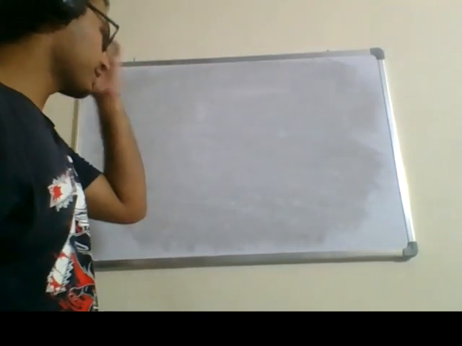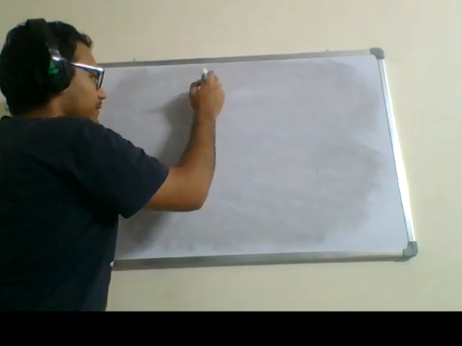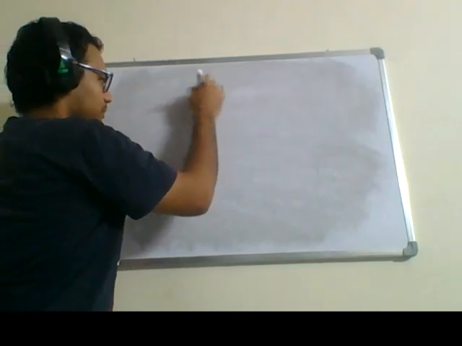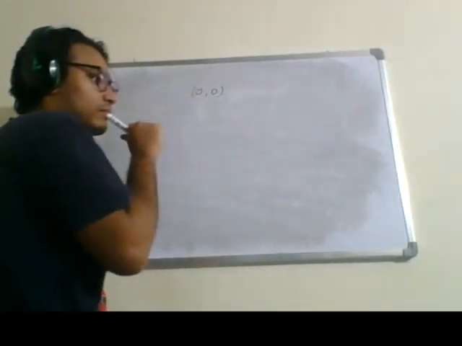Okay, we have a dictionary order on Z plus cross Z. So what's the dictionary order here? I'll just give an idea: (0, 0), then, which way are we going? Hang on.